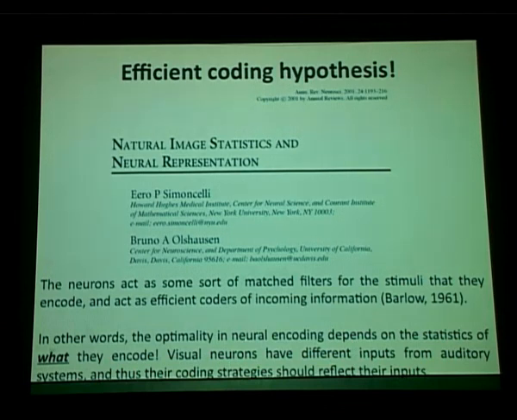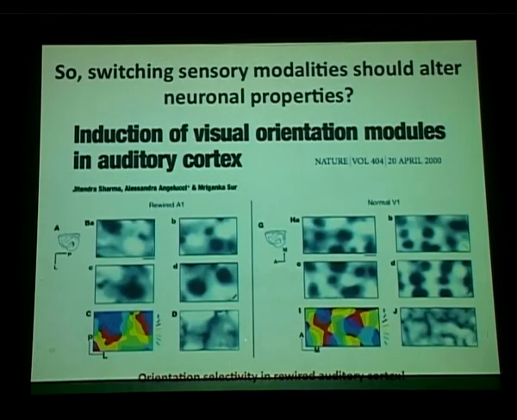So what we are saying is that if the auditory cortex were to receive visual inputs, it should start having the features that visual neurons normally would have. Mriganka Sur and his colleagues did this experiment in 2000, where they rewired the auditory thalamus so that visual inputs were rerouted to the auditory cortex A1.